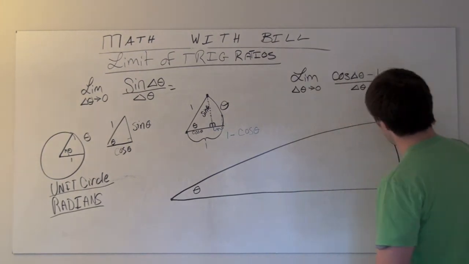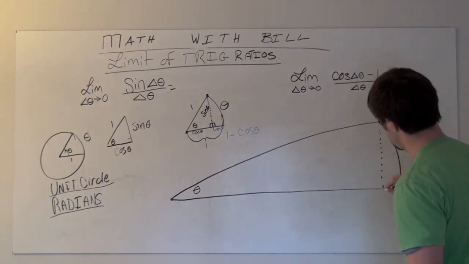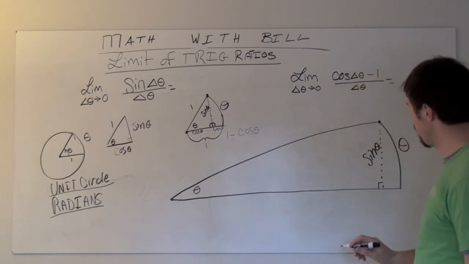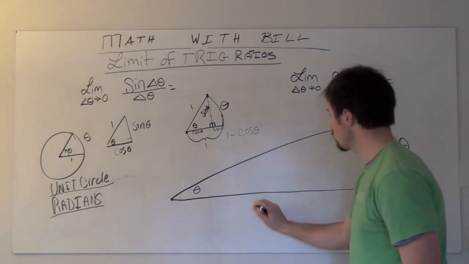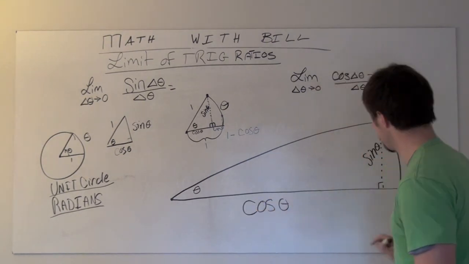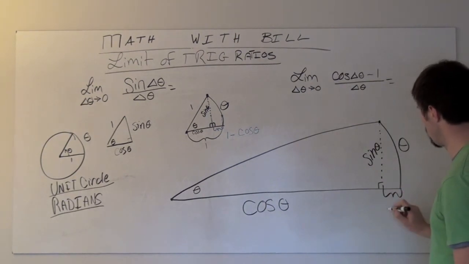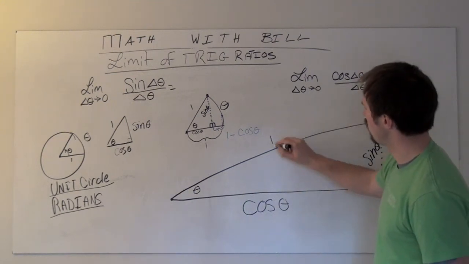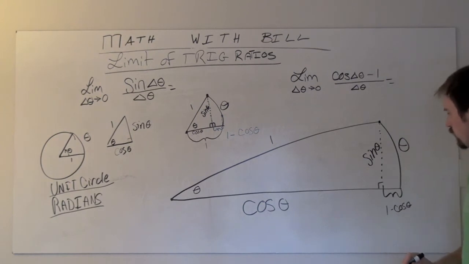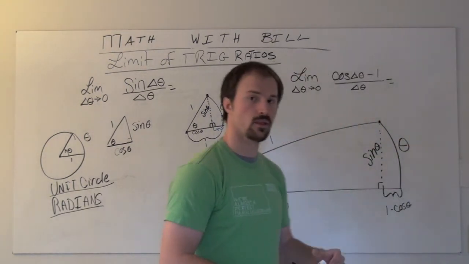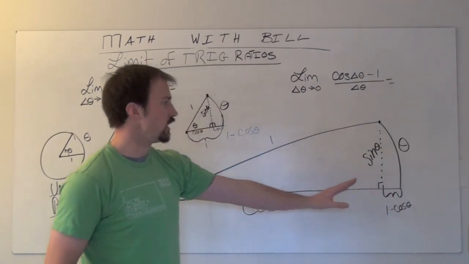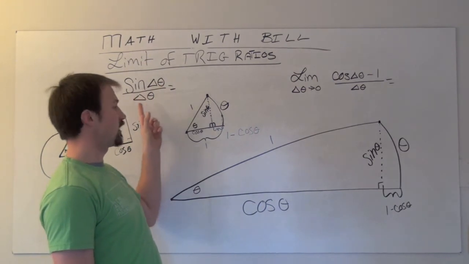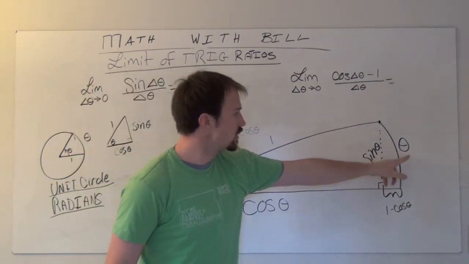And we still have our sine theta, our angle theta out here, our cosine theta, and our smaller section of 1 minus cosine theta, and our hypotenuse here of 1. What we're looking at in this picture is that we want to compare first sine of delta theta to theta. Let's compare sine to the arc length.